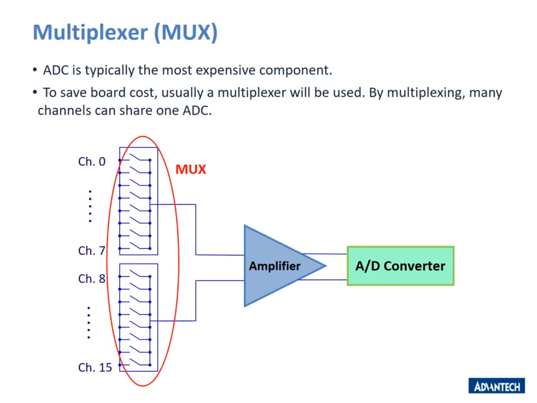Usually the AD converter is the most expensive component in the DAQ card. Therefore, how can we use one ADC to convert so many channels of data? It will rely on the multiplexer to switch the channels. With the multiplexer, the ADC can convert channel data in sequence.